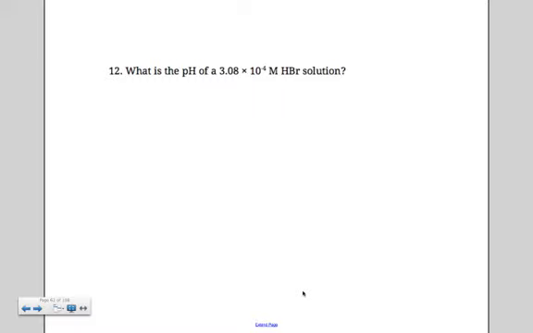All right, what is the pH of a 3.08 times 10 to the negative 4th molar hydrogen bromide or hydrobromic acid solution? Well, this time we do have an acid. You can tell because it's got H at the front, HBr. And again, you can assume if I'm giving it to you, it is a strong acid for this test. So a strong acid has the same concentration of hydrogen ions as the concentration of the solution itself, which means that the hydrogen concentration is going to be 3.08 times 10 to the negative 4th.